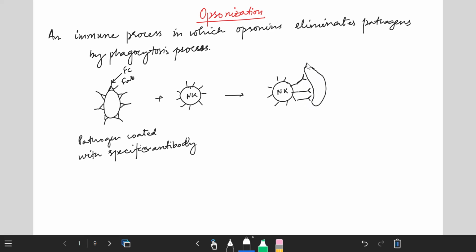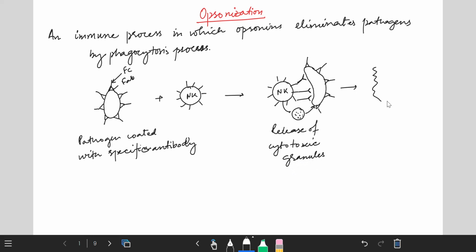And after attachment, these NK cells will release a cytotoxic vesicle which contains granules to destroy the pathogen. Okay, release of cytotoxic granules or content, which will destroy the pathogen. So this is the destroyed pathogen, and the death of the pathogen will occur by necrosis, or it can be a membrane damage process. That's why this process is also known as enhanced attachment, because it results in much more efficient phagocytosis.